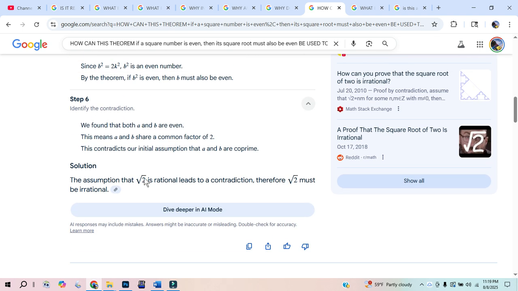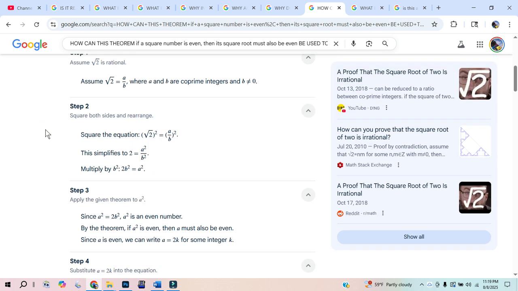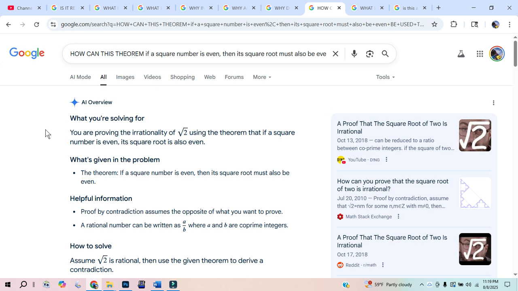But hell yeah. But that is it. The assumption that square root of 2 is rational, equating square root of 2 to a rational number, leads to that contradiction. Therefore, square root of 2 must be irrational. And this was fascinating. I mean, give a like if you've made it to the end, I guess.